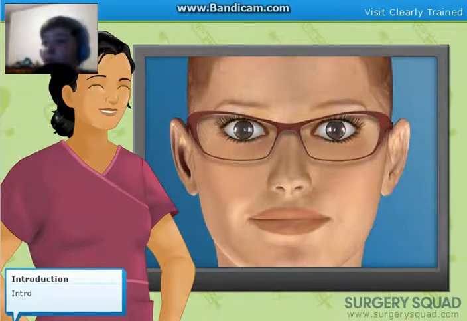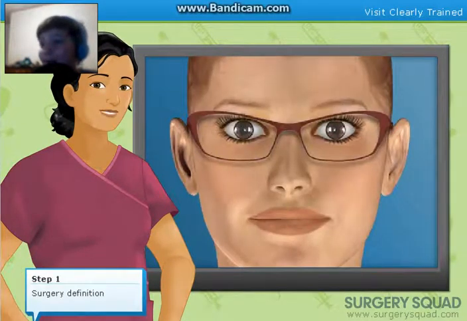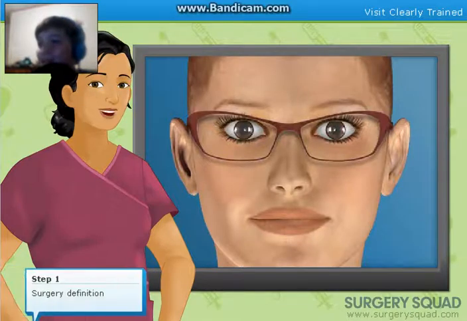I don't have LASIK time. Eye surgery reshapes the cornea to provide improved.